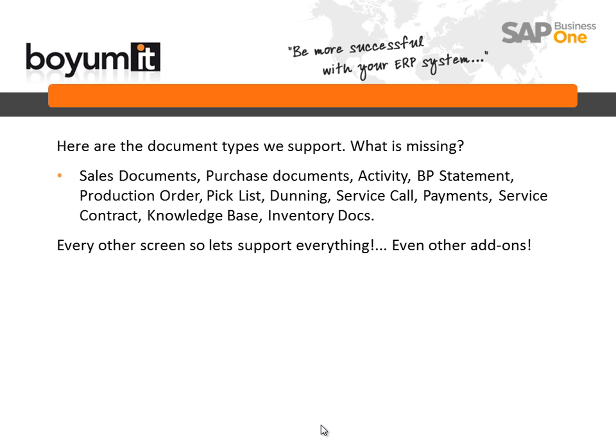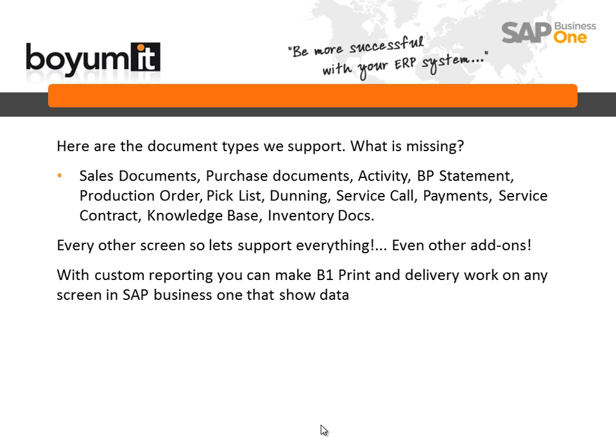Well, the answer is every other screen. So let's support everything. And we will even support other add-ons. So imagine you have an add-on that doesn't have any printing by itself. It knows a little about what business partner is, contact person. You would actually be able, with custom reporting, to make it work with B1 Print and Delivery on any screen.